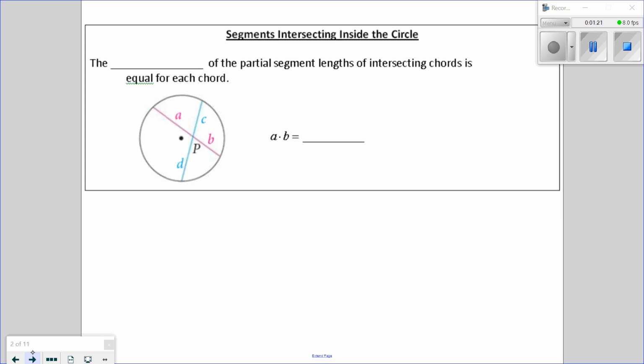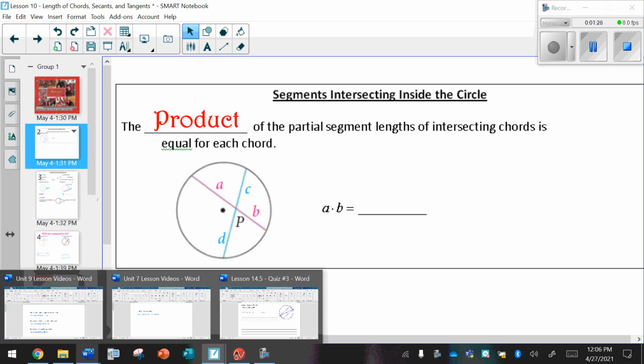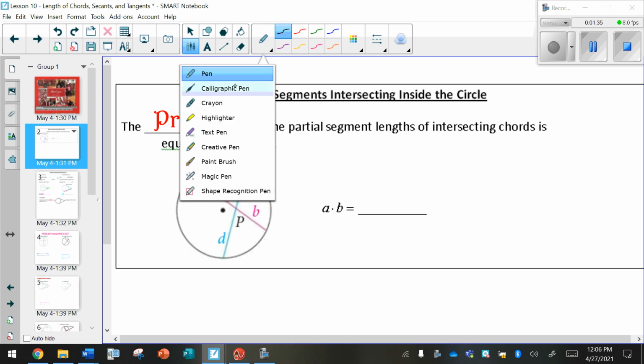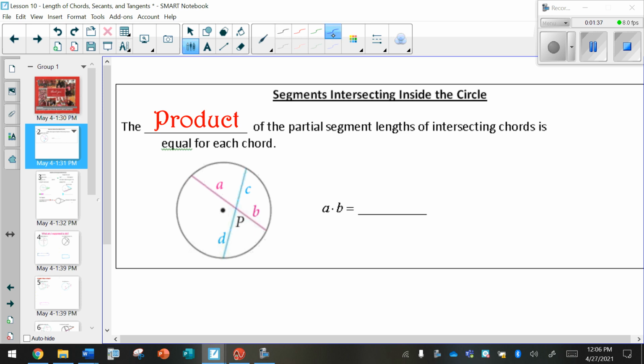So our first rule, our first theorem: the product of the partial segment lengths of intersecting chords is equal for each chord. What I mean by the product of the partial lengths, if you look at the diagram, the partial lengths are the parts of the chords. So we have partial length labeled C, and the other partial length is D. If we multiply those two parts together, it will equal the parts of the chords A times B. So A times B equals C times D.